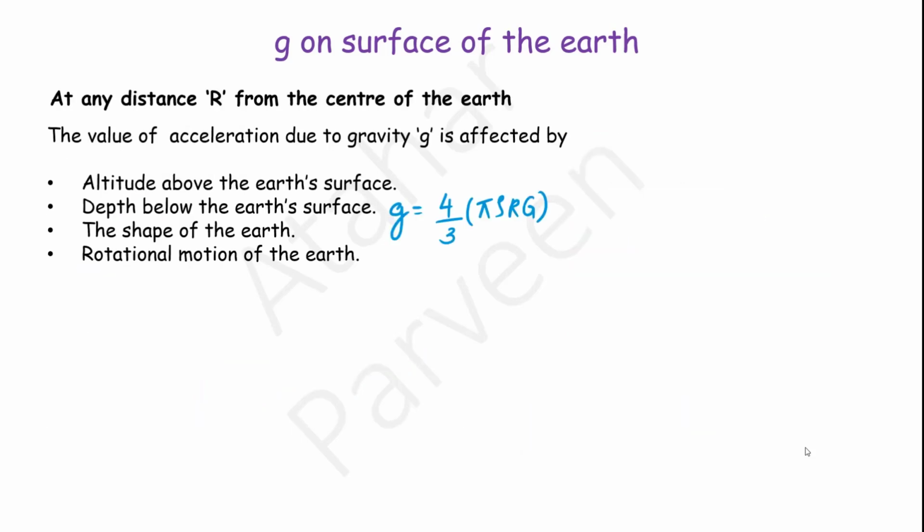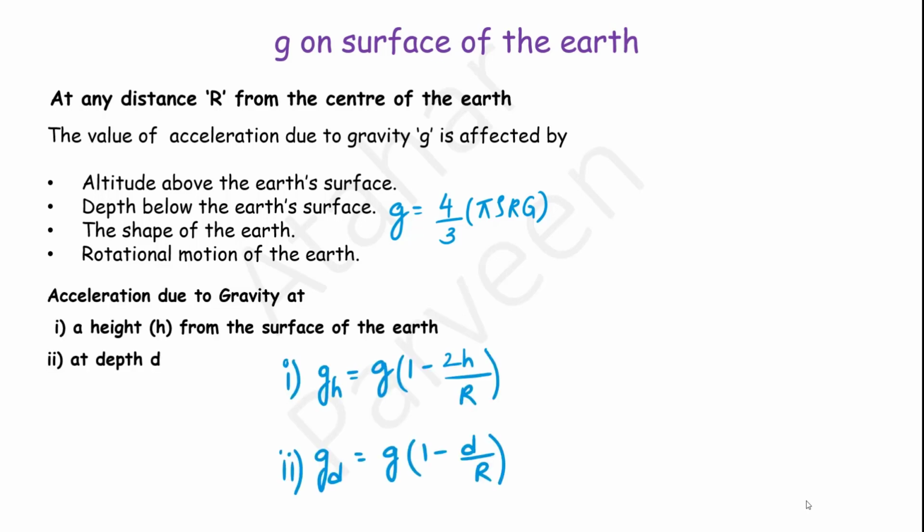Now we said that g is equal to 4 upon 3 pi rho R G, and then we should also know that acceleration due to gravity can be affected by certain parameters. What are they? Altitude above the Earth's surface, depth below the Earth's surface, shape of the Earth, and rotational motion of the Earth. But then what is the formula of g at height h and depth d? We have it. How we derive it, you don't worry, they will not ask all this, but you should know the expressions, because we need to relate the acceleration due to gravity at height h and at depth d.